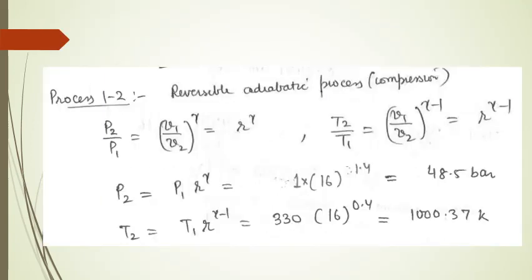Now as the 1 to 2 process is a reversible adiabatic process, the relation between pressure and volume and the relation between temperature and volume is given in terms of compression ratio and gamma, that is the ratio of specific heats. So with the help of these expressions we can find the value of P2, which comes out to be 48.5 bar, and the value of T2, which comes out to be 1000.37 Kelvin.